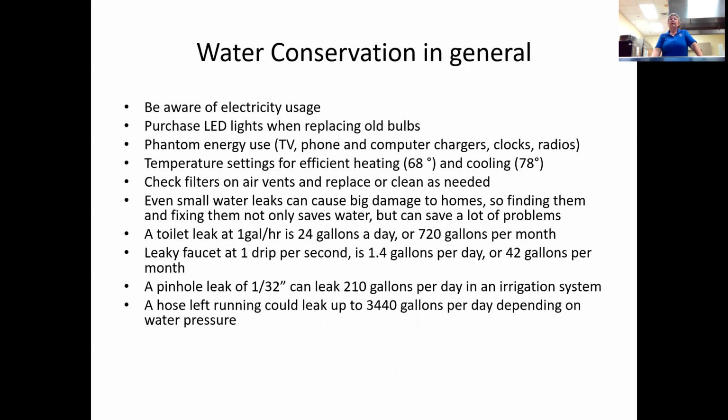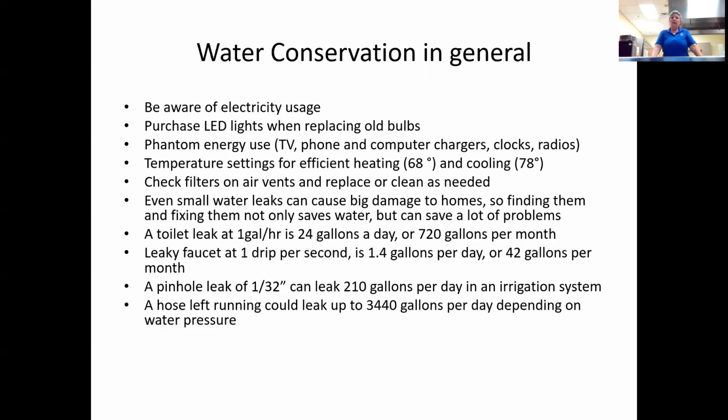In general, be aware of your electrical usage. If you have lights on in the house when you're not in that room, you're using electricity, you're using water, and you're also using money. So purchase LED lights when you replace old light bulbs. Yes, they cost more, but they last so much longer.